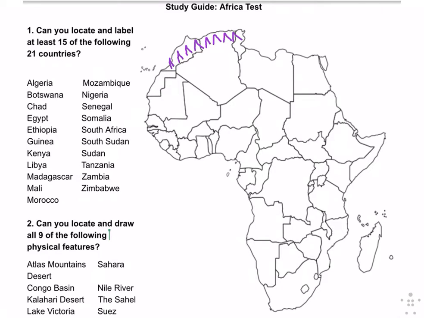And I'm going to label that on the side, my key. I know it's ugly. This equals mountains. So this is the Atlas Mountains. Wish I had a better stylus. Alright, so Atlas Mountains checked.